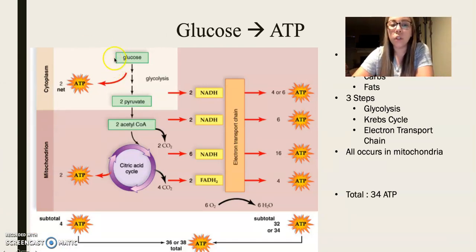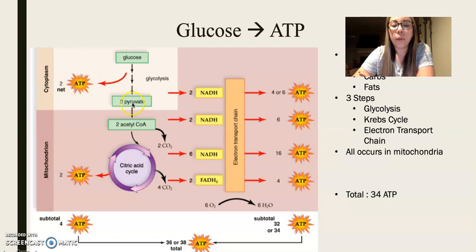Glucose is 6 carbons. We get glucose by eating proteins, carbs, and fats that are in our diet. The first step is that one molecule of glucose is going to go through something called glycolysis. And in order to do this, we need to take 2 ATP. The glucose, which goes through glycolysis, becomes 2 pyruvates. And all of this happens in the cytoplasm.